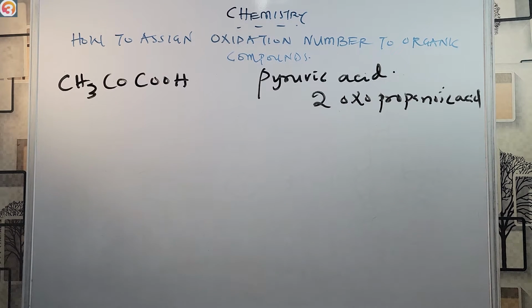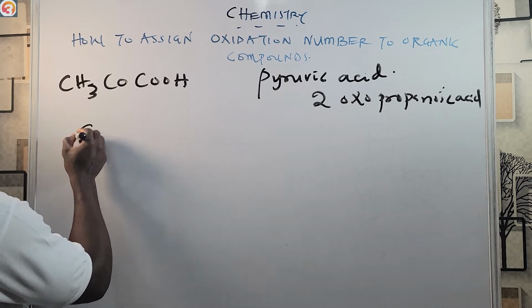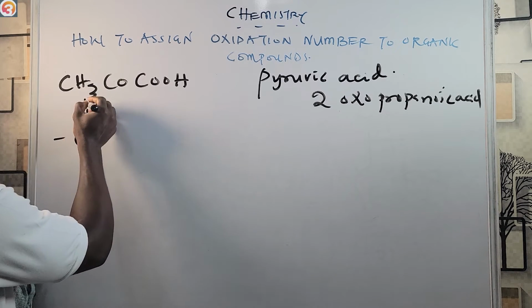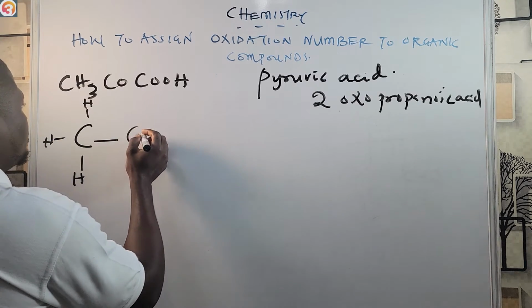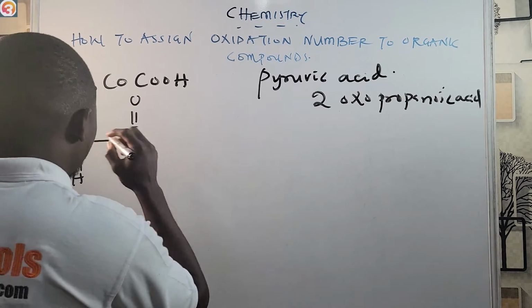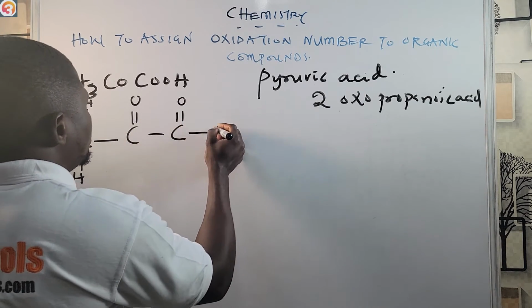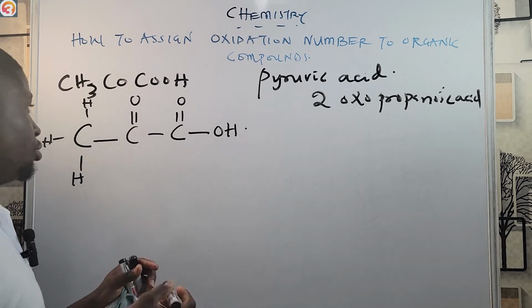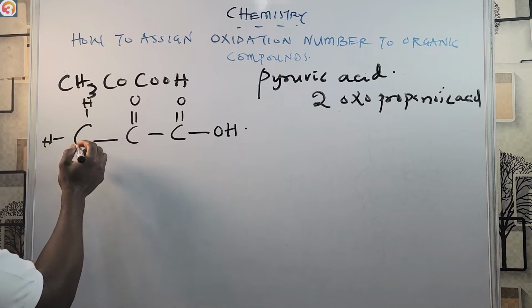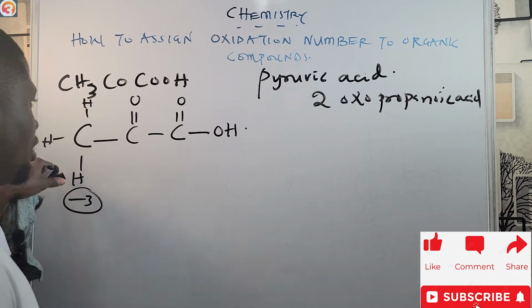Now, if I determine the oxidation number of these carbon atoms in this compound, we still need to draw the compound correctly. You have C, here is H, here is H, here is H. And you have C bonded to O, then bonded to C again, bonded to O, then OH. So we have something like this, simple too. We already know that this carbon atom will be -3. We have determined CH3 already.